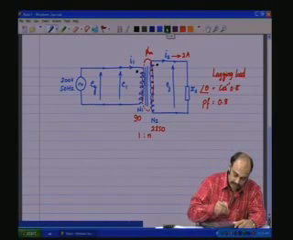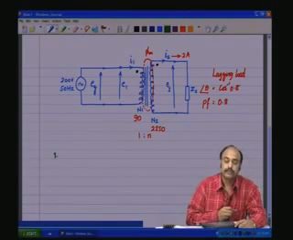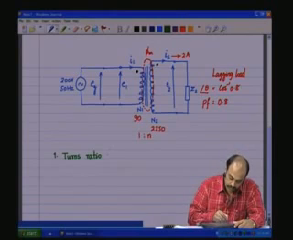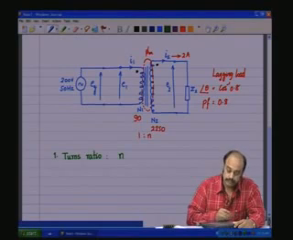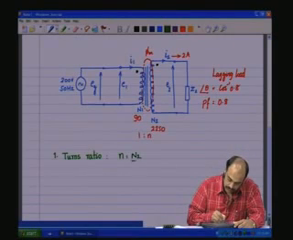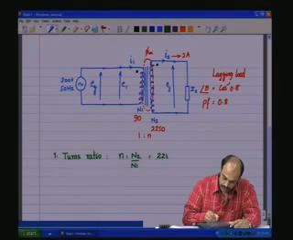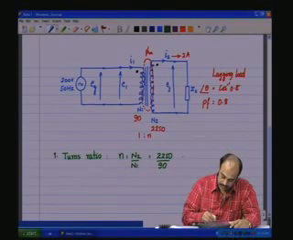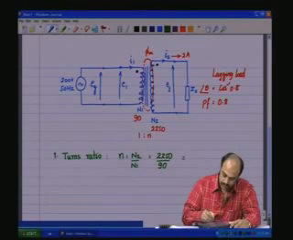Okay. So, let us first see what is the turns ratio. So, the turns ratio is n, which is equal to N2 by N1, which is equal to 2250 by 90, which is equal to 25.